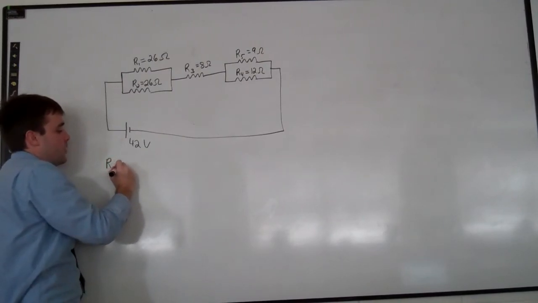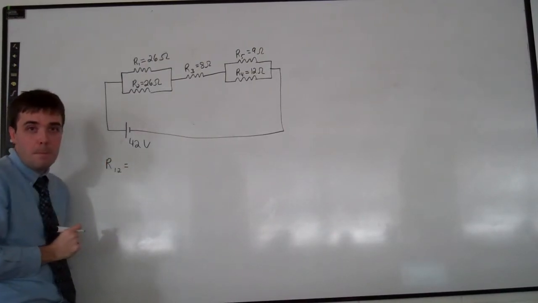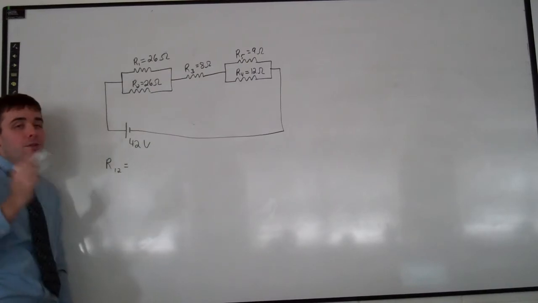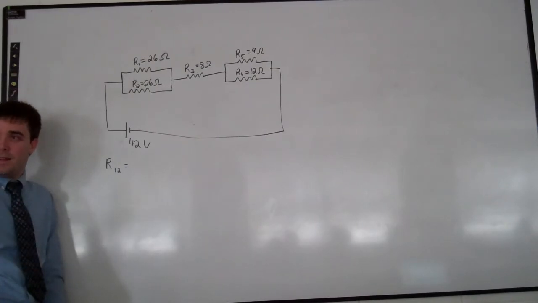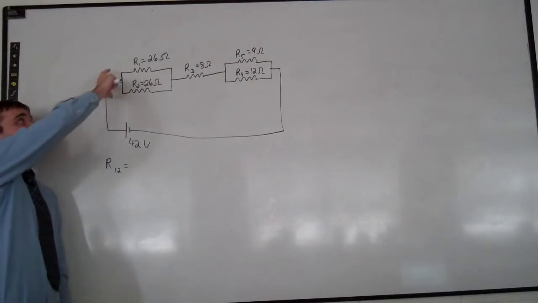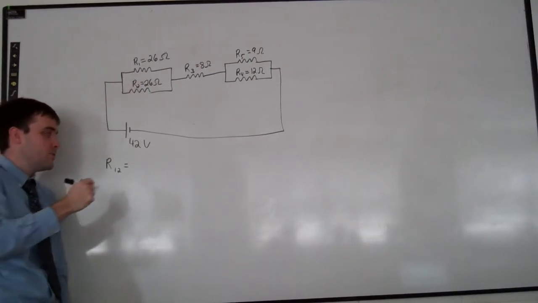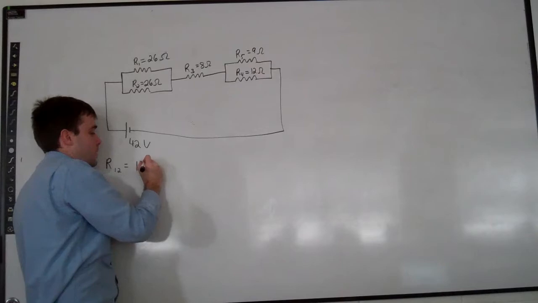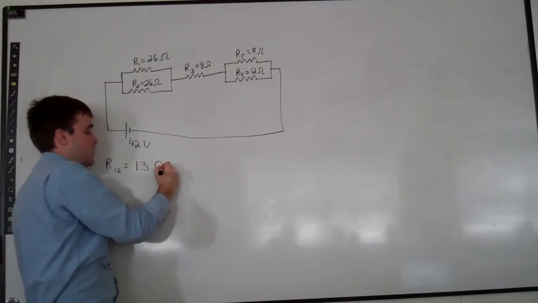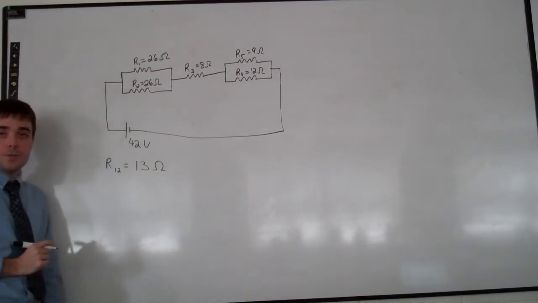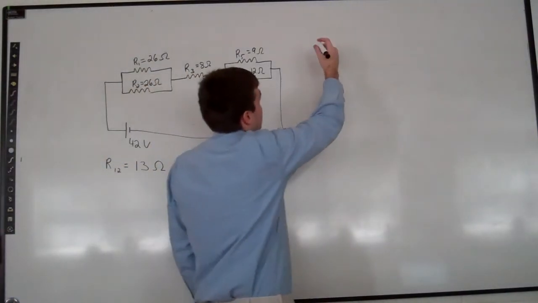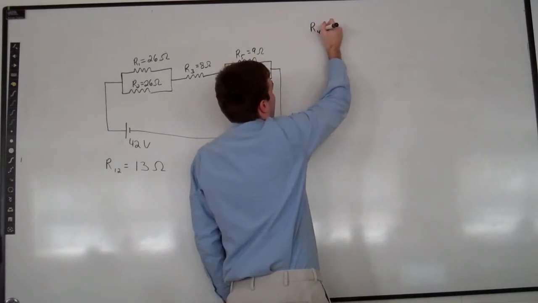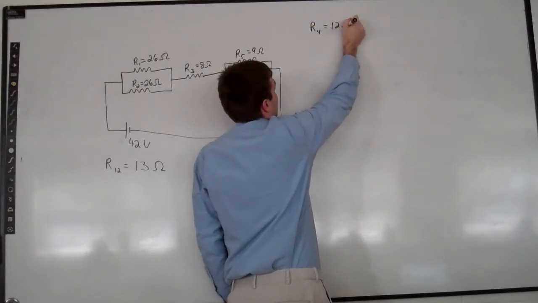So how do we find R12? Series or parallel? Parallel. And when they're the same, does anybody remember what the total resistance is? It's half. So if you have 2 identical resistors in parallel, the equivalent resistor is just half of that. So it's going to be 13 ohms for R12. That makes sense, everybody? Alright, so now I'm going to start by writing R4 equals 12 ohms.